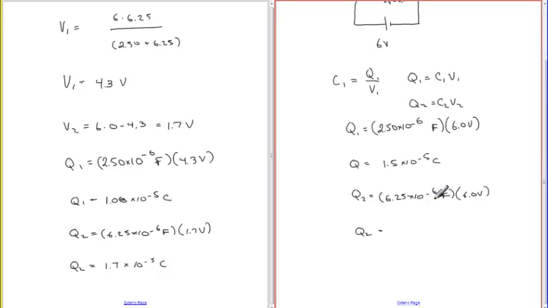So since this one has a larger capacitance than this one, we would expect that the charge is also greater. So we get 6.25 e to the minus 6 times 6 is 3.75 times 10 to the minus 5 coulombs. So those are the charges. In the first problem, the charges were the same, and in the second part of the problem, the voltages are the same. The second part of the problem is a lot easier than the first, obviously.